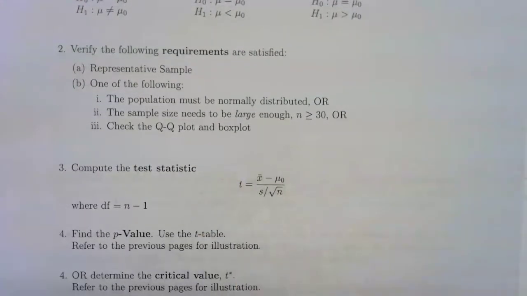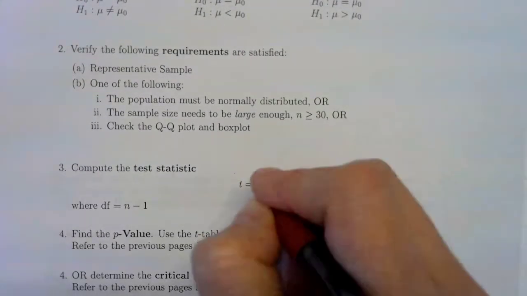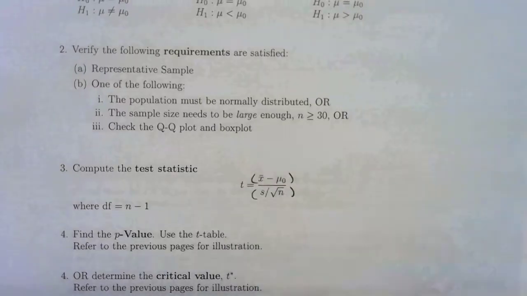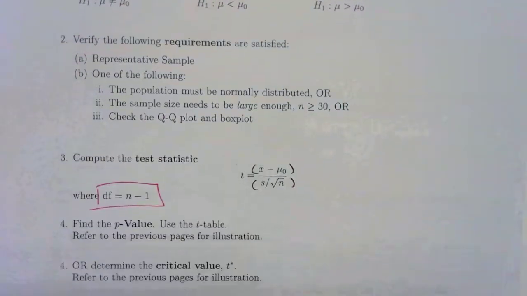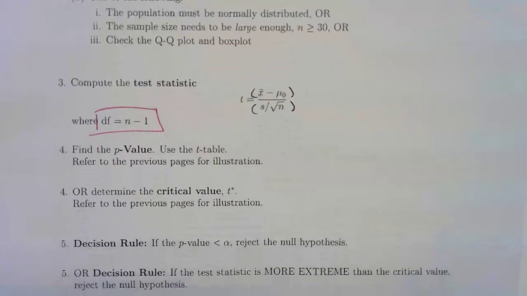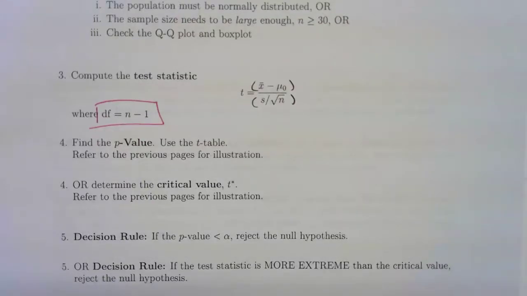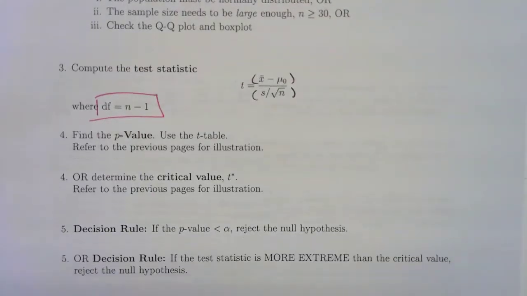Here's our test statistic. When we calculate this, make sure you put parentheses around the numerator and the denominator. Just like we saw before, degrees of freedom is n-1. P-values and critical values will be found using the t-table this time. We'll talk more about that next.